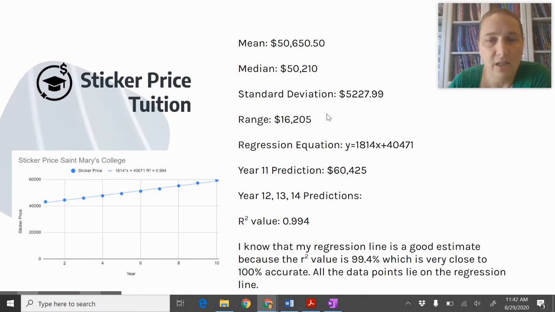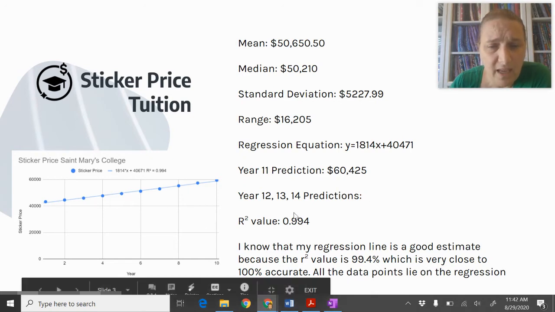So I did all of my calculations using Google Sheets, including my regression equation, which I had to switch to y equals. And then I have my year 11 prediction. Your year 11 prediction will get you the B, okay? If you want the A, you also need to calculate the year 12, 13, and 14 prediction. So basically for 4 years of tuition, what is the tuition each of those 4 years? And you can make it like this, you can put it in a table, that's up to you. And then you need to have your R squared value, and then you need to interpret your R squared value.